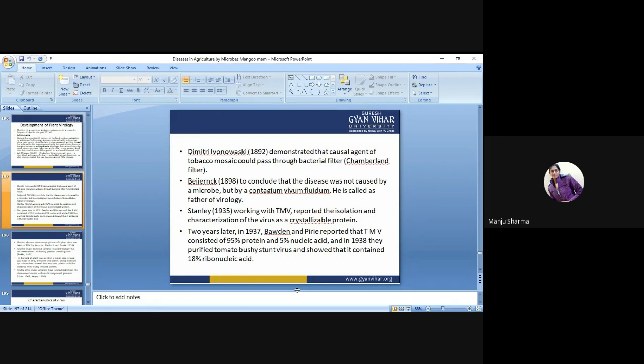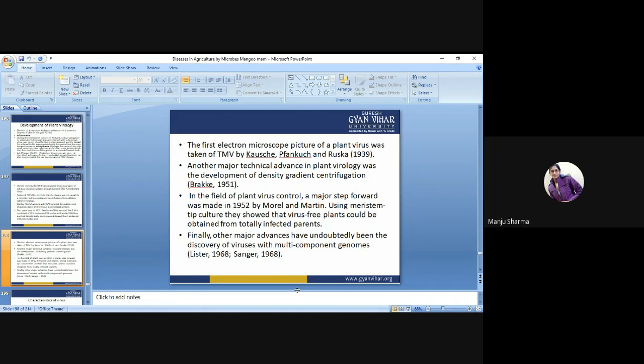And in 1938, they purified tomato bushy stunt virus and showed that it contained 18% ribonucleic acid. The first electron microscope picture of a plant virus was taken of TMV by Kausche, Pfankuch and Ruska in 1939. Another major technical advance in plant virology was the development of density gradient centrifugation, by Brakke, in 1951.